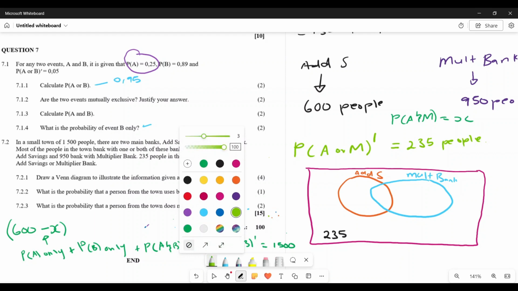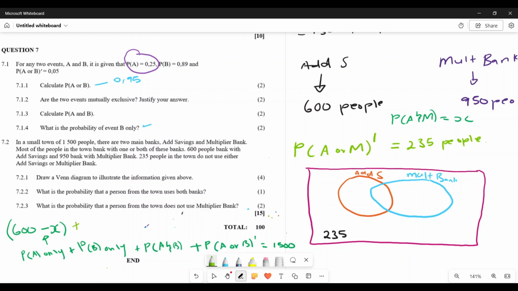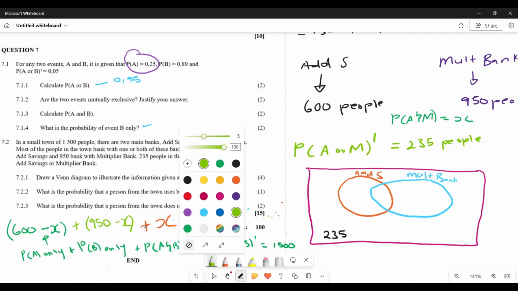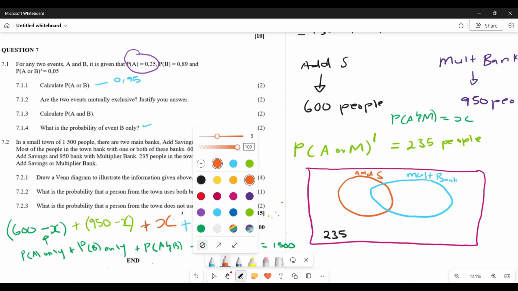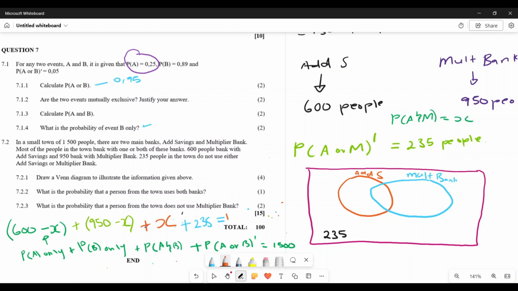And the probability of people banking with Multiplier Bank only is going to be 950 minus X. And as we said, the probability of people banking with both banks we're going to indicate with X. And the probability of people banking with neither of these banks is going to be 235. And this should be equal to 1,500 people, which is the total population we are given.